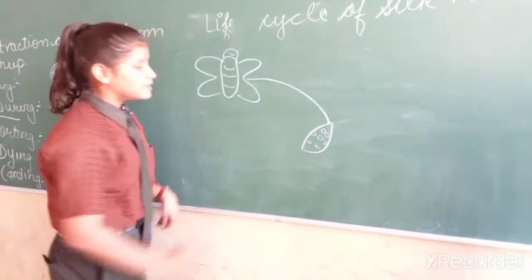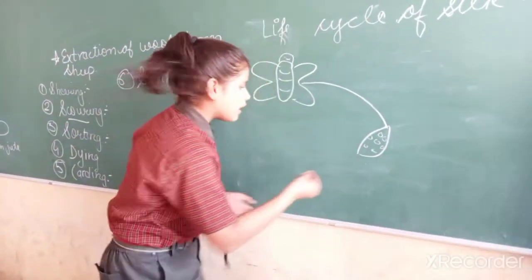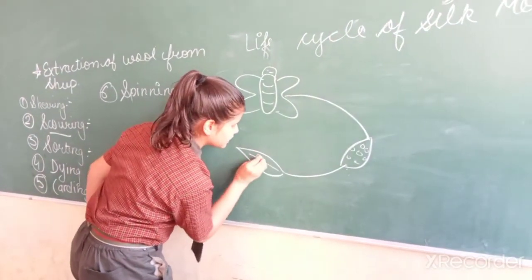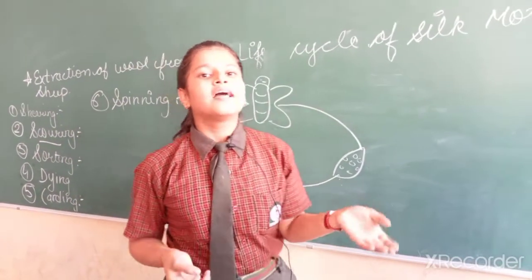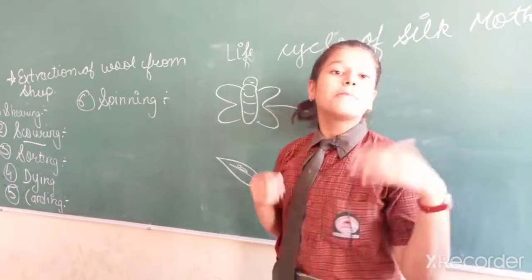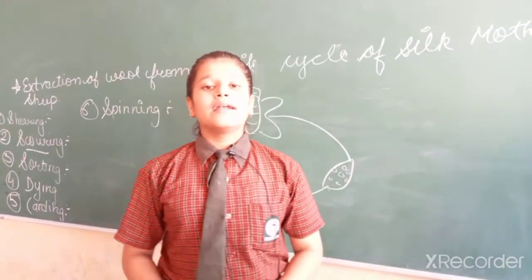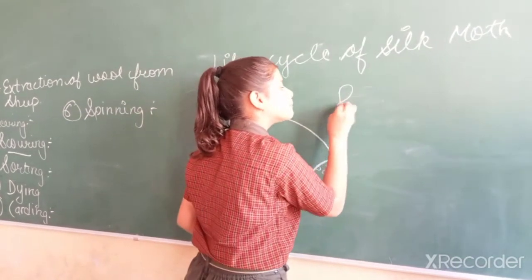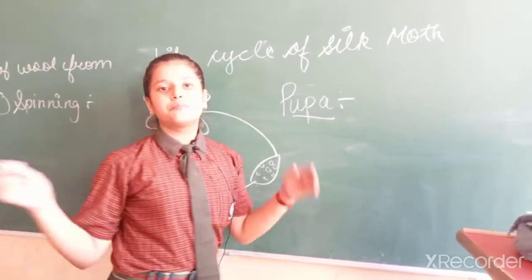See, these are eggs. After about 20 days, these eggs will hatch into larvae. After that, for about 6 weeks, they will feed on mulberry leaves and grow in size and go into the next stage, that is pupa. Now we will learn about what is pupa.